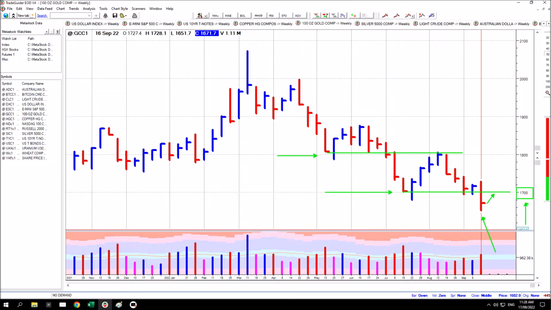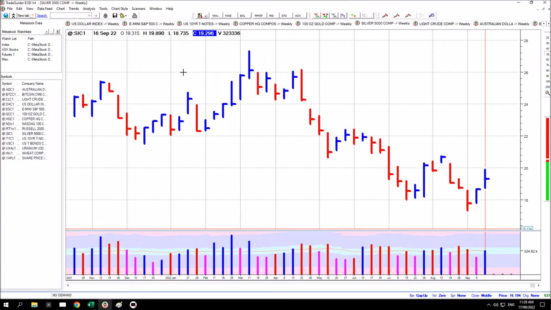If it proves it cannot do so, it will likely continue lower. If it proves it is able to recover the 1700 level next week, you may get some sort of reversal bar that looks like that. But that's yet to be seen. We'll move to the next chart, which is silver price futures.